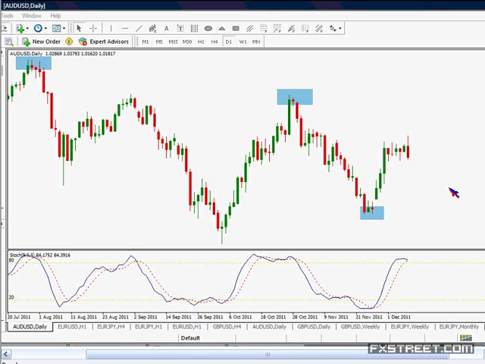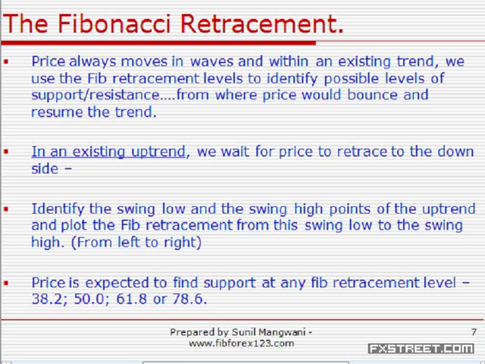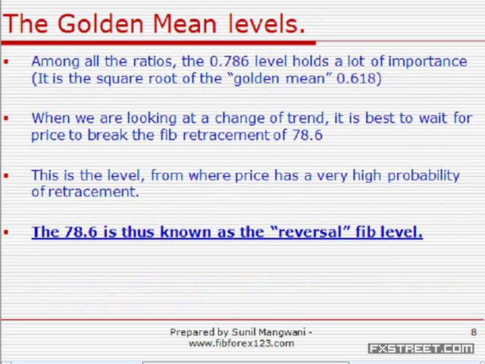Alright? Okay, so these are the basic rules. These are golden thumb rules, and this is something which you must remember. Very, very important. Let's start off with the very first one, the fib retracement, which is most commonly used. Now, prices always move in waves. Within an existing trend, we use the retracement levels to identify possible levels of support resistance, where price is expected to bounce or go through. So in an existing trend, we wait for price to retrace, identify the swing points, and plot the fib retracements to each point. Price is expected to find support at any fib retracement level.